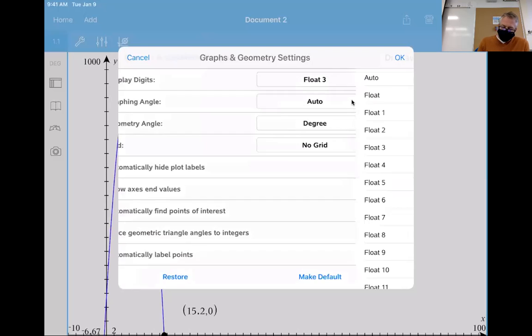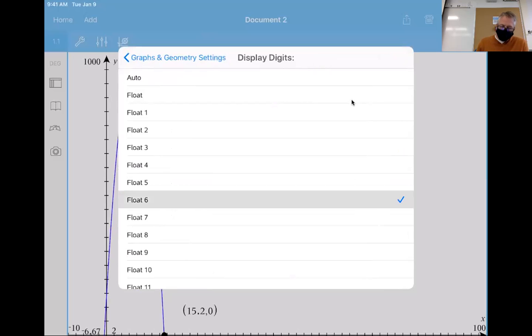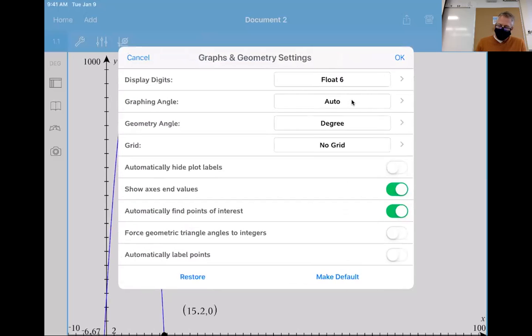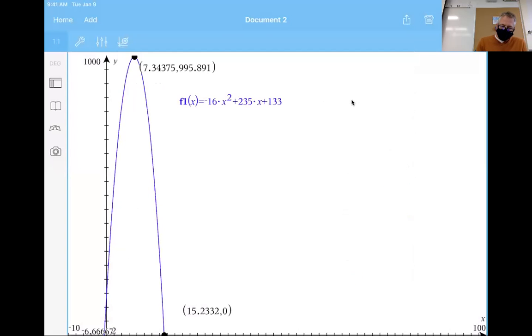If I change that to whatever, float 6 and hit OK, now notice that my points up here now have 6 sig figs or 6 digits. So does my one down here. Now 0 didn't change because 0 is just 0. Okay, so if it's a whole number, it might not change. But if you're trying to round it, this will round it for you in terms of however many digits you want to have. So it's in the air 15.2 seconds.